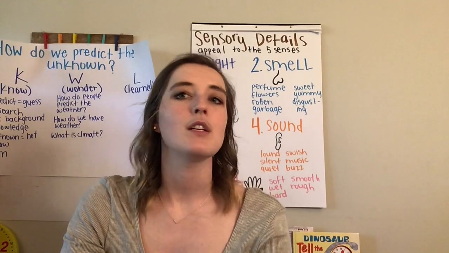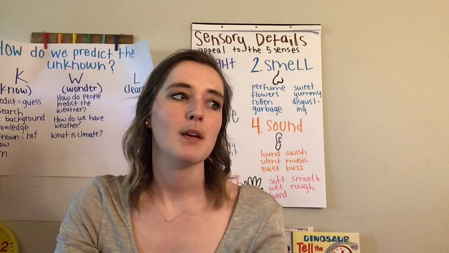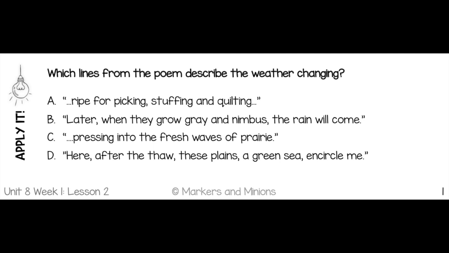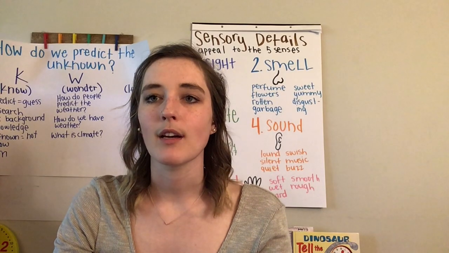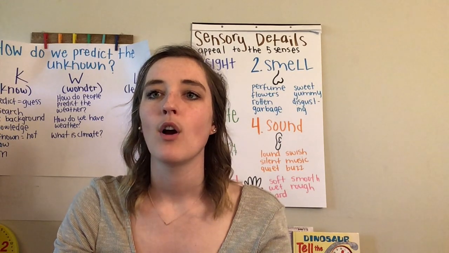And the last thing you need to do is answer the question on the bottom. It says, which lines from the poem describe the weather changing? When you're done answering that question, type it on your homeschool log.